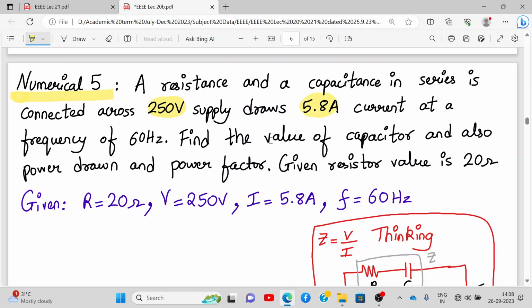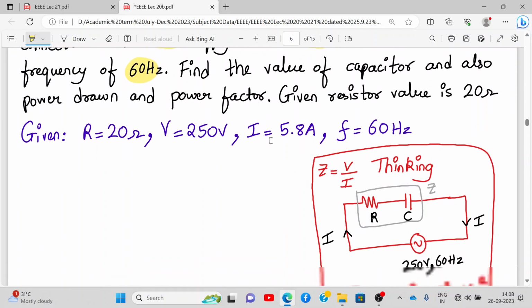It draws a current of 5.8 amperes. Again, what is this current? IRMS value, at a frequency of 60 hertz. So your frequency is also given. We need to find the value of capacitor and also the power drawn and the power factor. Given the value of R is 20 ohms.